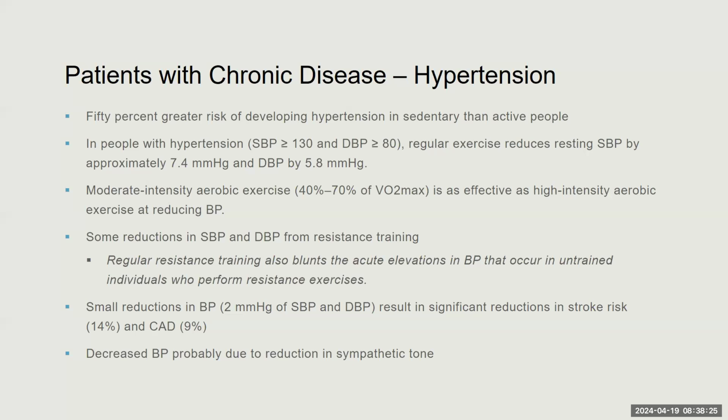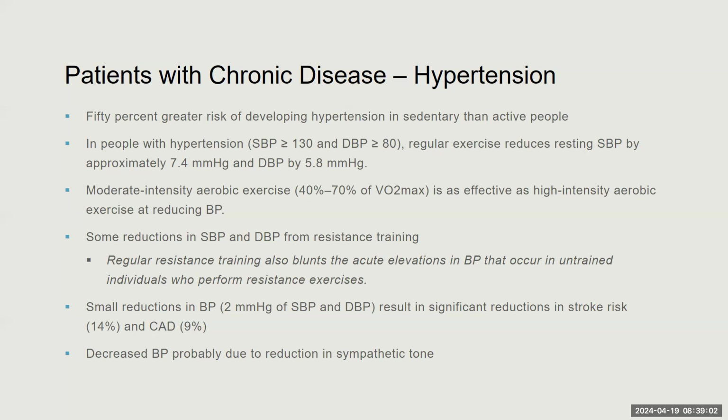Focusing specifically on hypertension, there is about a 50% greater risk of developing hypertension in sedentary people than active people. And in people with hypertension, regular exercise can reduce the systolic blood pressure by about 7.4 and diastolic by about 5.8. Moderate intensity aerobic exercise is as effective as high intensity aerobic exercise at reducing blood pressure. That's something, again, to counsel patients on. Some patients think that they have to do this really high intensity, but telling them that moderate intensity aerobic exercise decreases blood pressure can be reassuring for them.